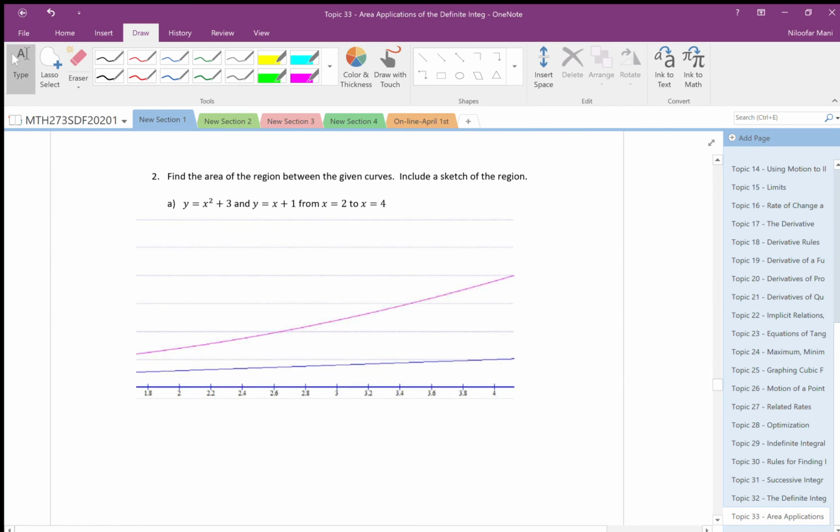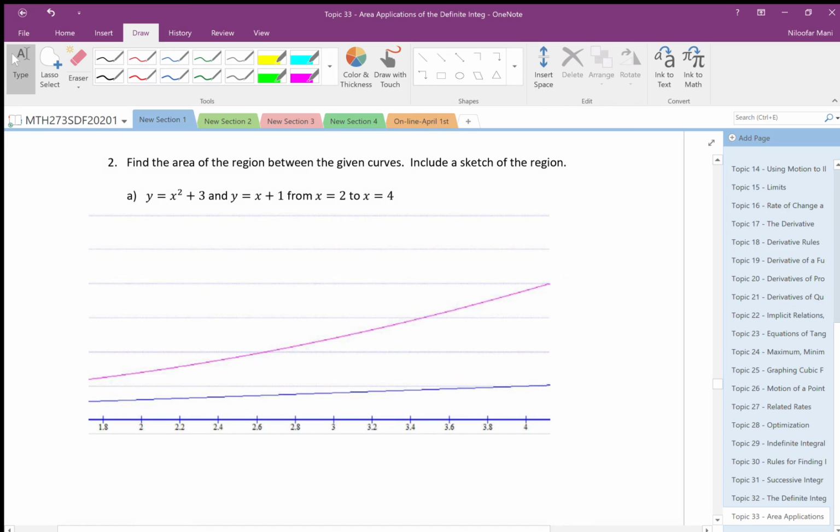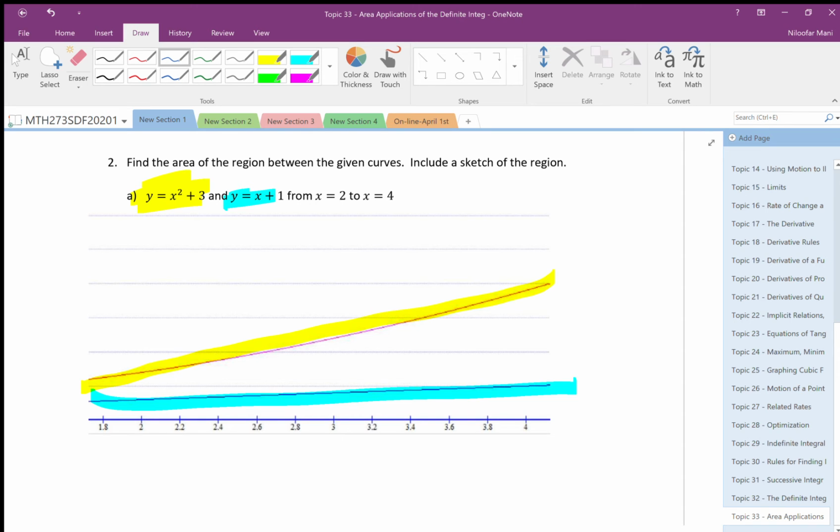Okay, how about here? Here I need to see which one will be bigger. If I don't know, I take either one minus the other one, but then if the answer is negative, I should write a positive. This one is this, and this one is this. Now I do from what to what? From 2 to 4. Means this part. So what should I do?